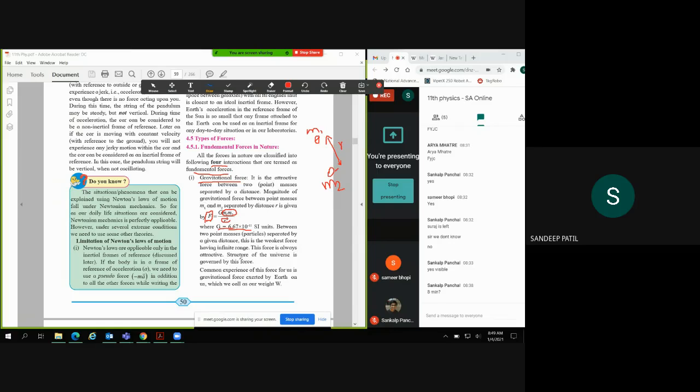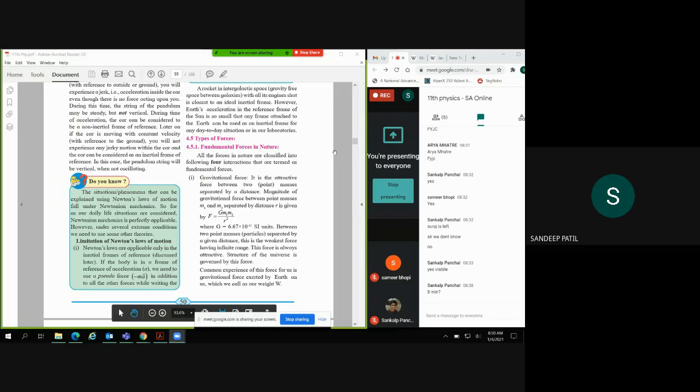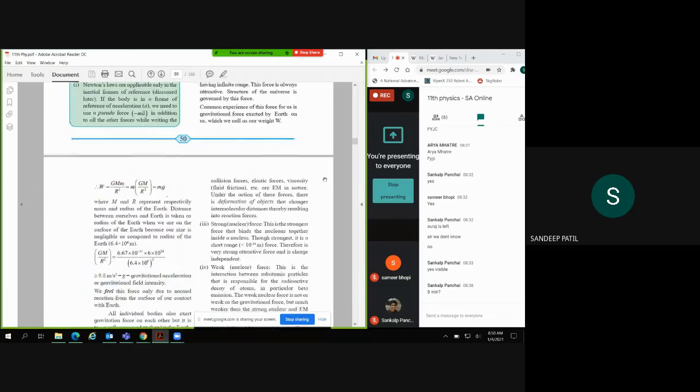This force is always attractive, so it is never a repulsive force. The structure of the universe is governed by this force. We know that all planets and stars are governed by this gravitational force. A common experience of this force for us is the gravitational force exerted by Earth on us, which we call weight W. So we know how much force is applied on us.